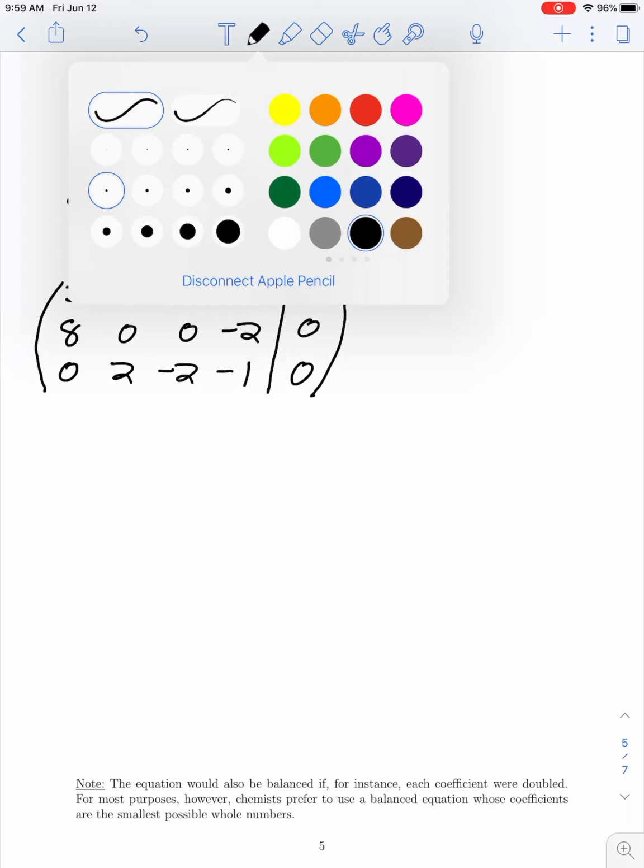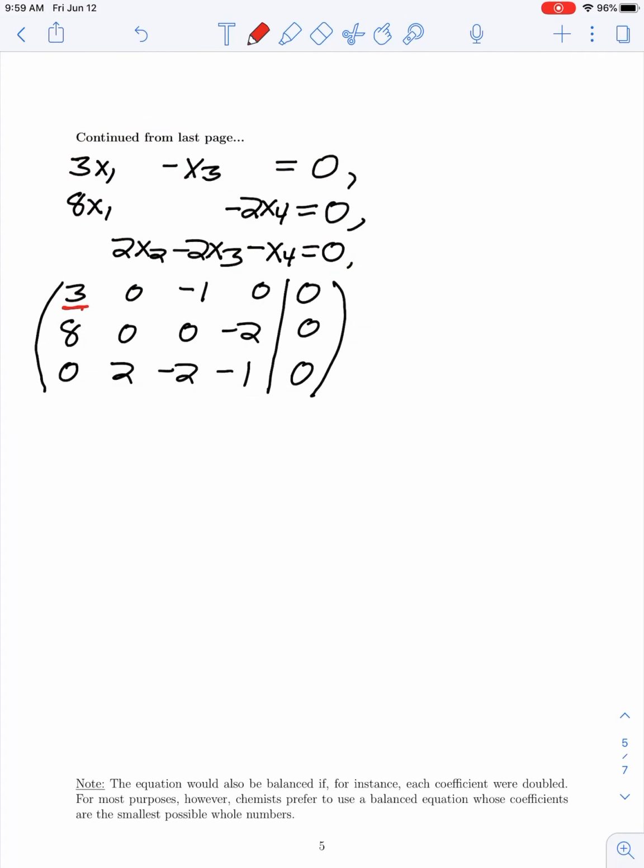And we see that in our first row, this lead coefficient is 3. We need to eliminate 8 below it. Now 8 is not an integer multiple of 3, so we probably don't want to introduce fractions at this stage if we can avoid it. So let's think about how else we could proceed here.